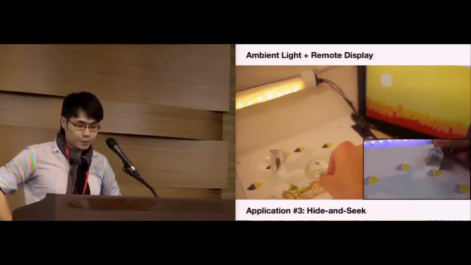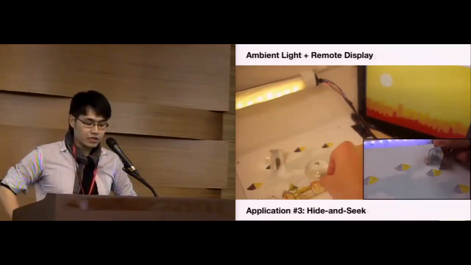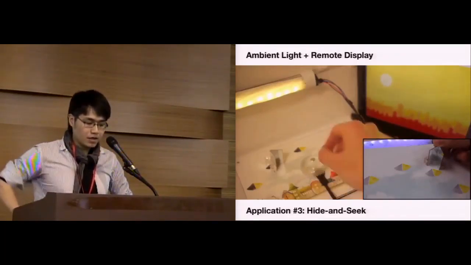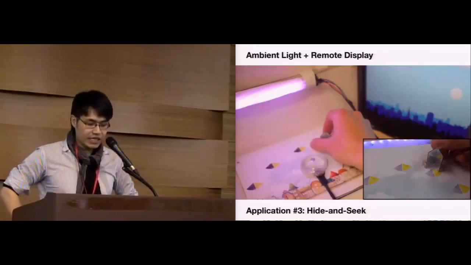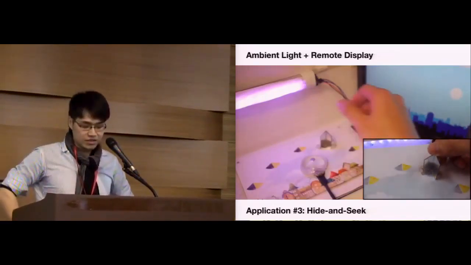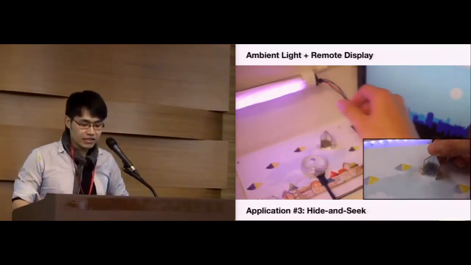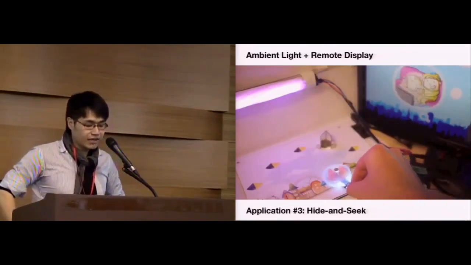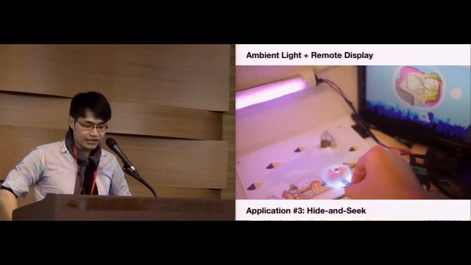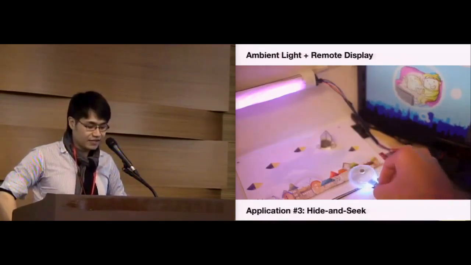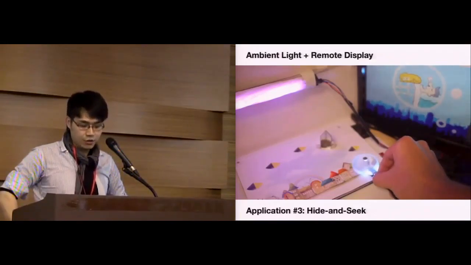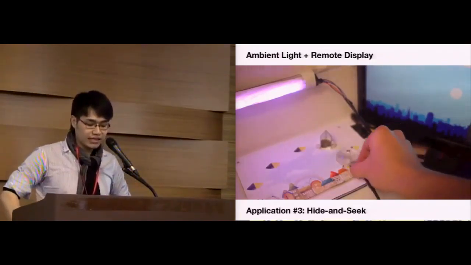Third, output with ambient light and remote display. In the hide-and-seek game, a user sets the time of the game by placing an angle mirror, and the ambient light and the remote display change at the same time. Then the user uses a magnifying glass to find out the character. When the character is found, the glowing lens prompts the user to check the remote display to see who is found and what the character is doing.